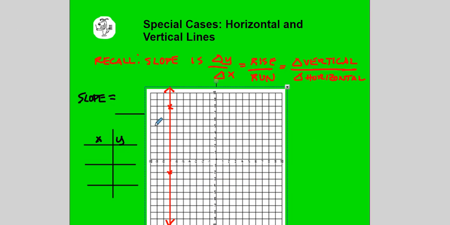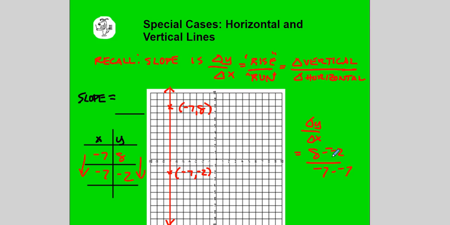Well, now let's look at a vertical line. So again, slope is delta y over delta x, rise to run, change in vertical over change in horizontal. So let's take any 2 points on this vertical line. Well, this is -7, -2. This is -7, 8. So if I make a slope table, -7, 8, -7, -2, I'm going to go this way this time. So delta y over delta x is equal to 8 minus -2 over -7 minus -7.